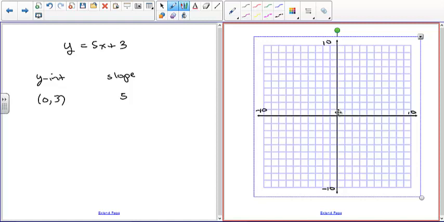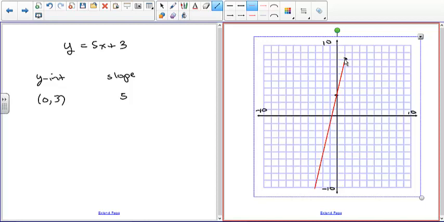So we plot the y-intercept. So x equals 0, y equals 3. And you have positive slope of 5, so that means you go over 1 and up 5. 1, 2, 3, 4, 5, like that. And so you have the 2 points, and you take a ruler and draw a line between those 2 points.